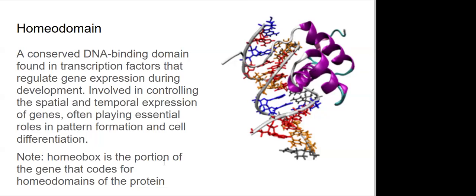I put a note down here that the homeobox is the portion of the DNA that codes for the homeodomain part of the protein. So it gets a little bit confusing when you're talking about, well, this is the DNA and this is the protein, but this protein was also coded by its own DNA. So homeodomain, or proteins with homeodomains, can bind into the DNA.